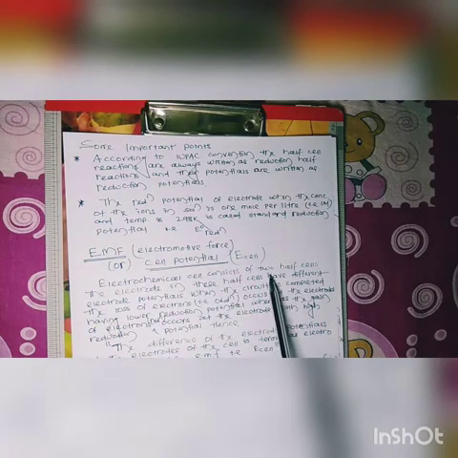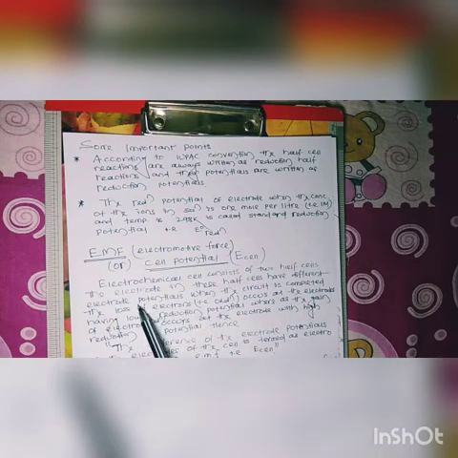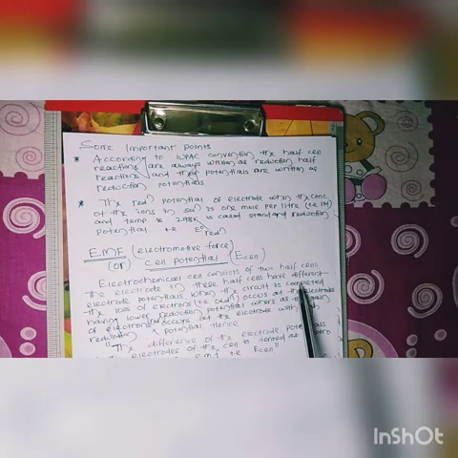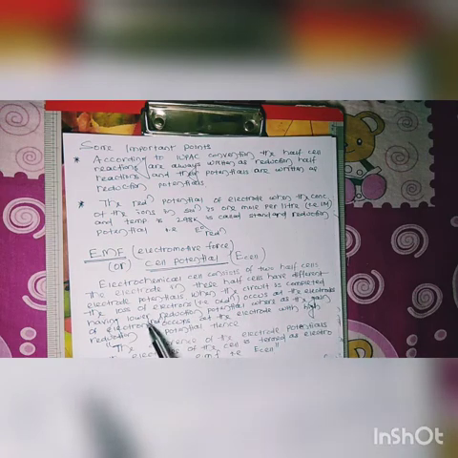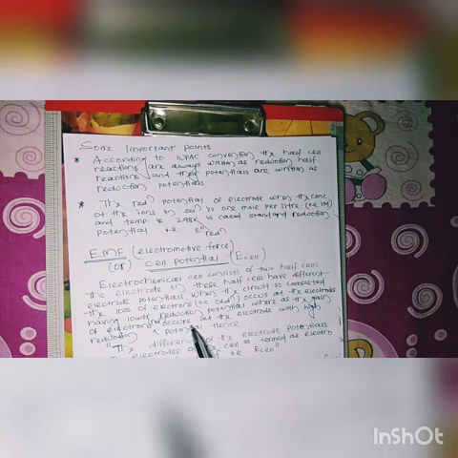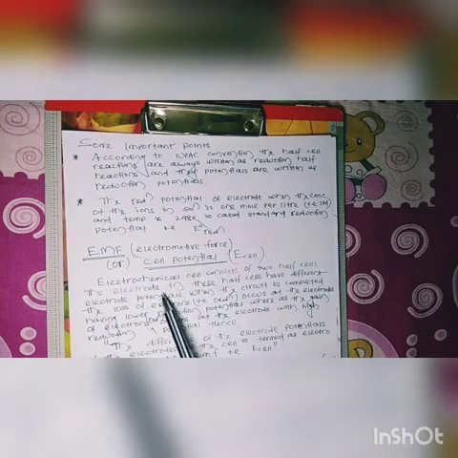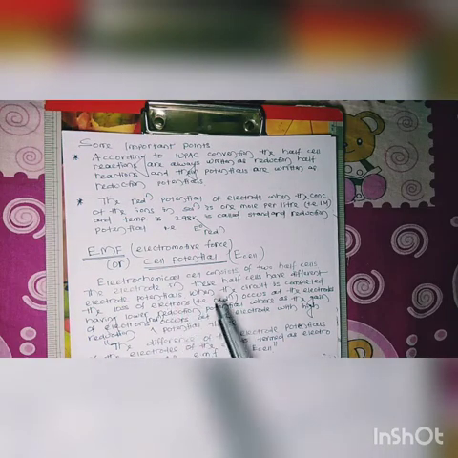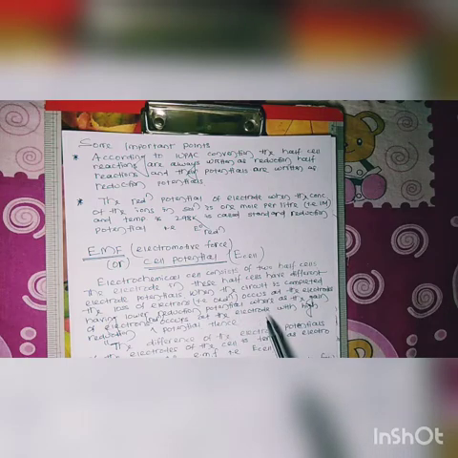An electrochemical cell consists of two half cells. The electrodes in these two half cells have different electrode potentials. When the circuit is completed, the loss of electrons, that is oxidation, occurs at the electrode having low reduction potential, whereas the gain of electrons, that is reduction, occurs at the electrode with high reduction potential. I am repeating, in an electrochemical cell, oxidation occurs at the electrode having lower reduction potential, and reduction occurs at the electrode having higher reduction potential.